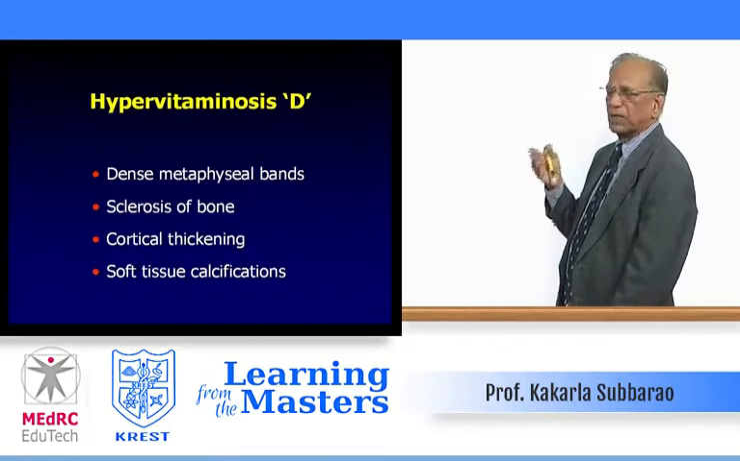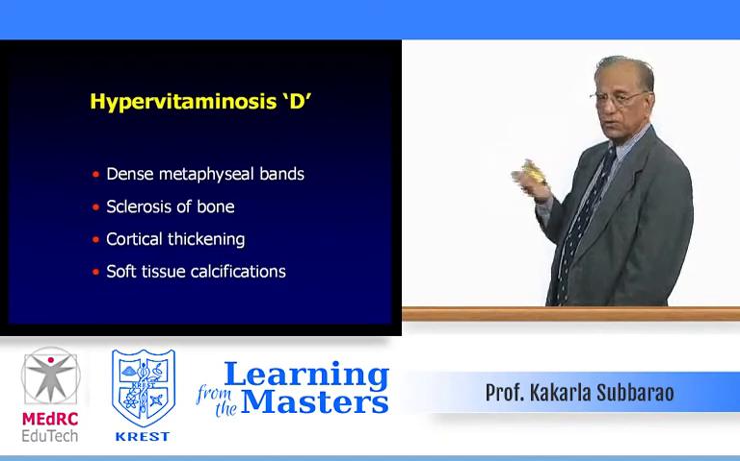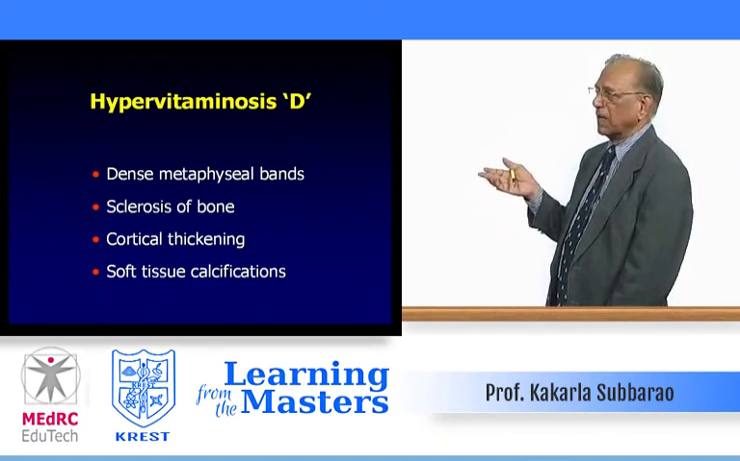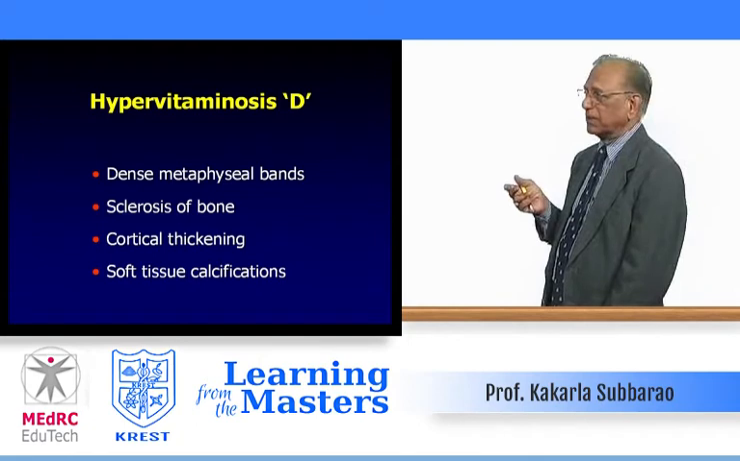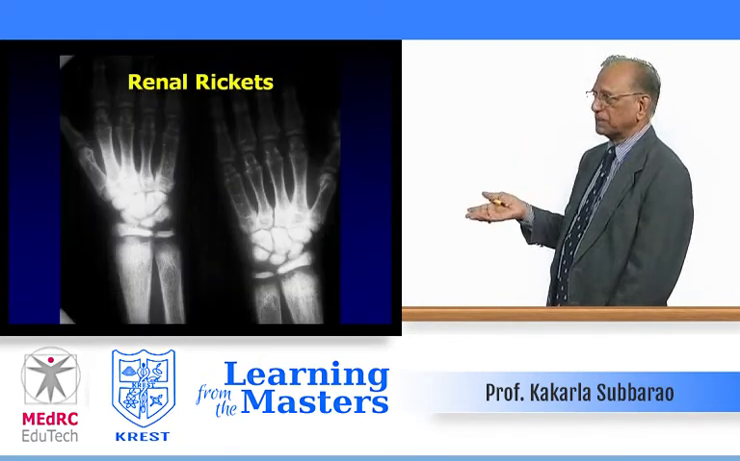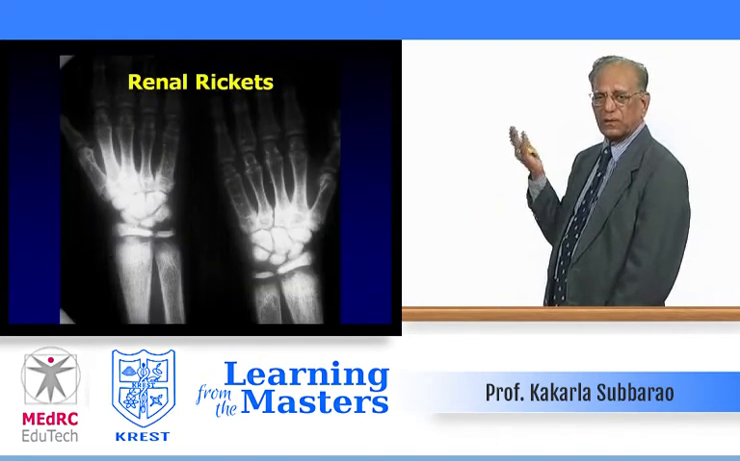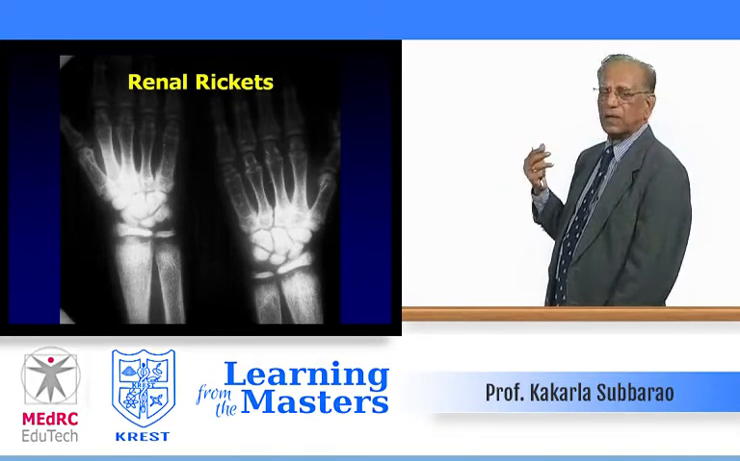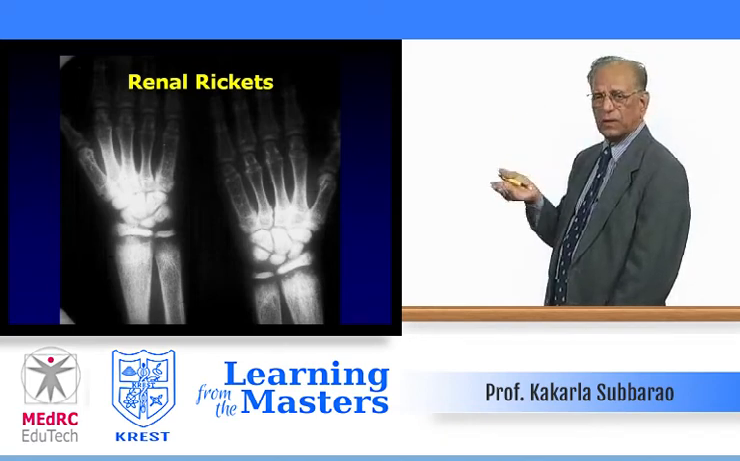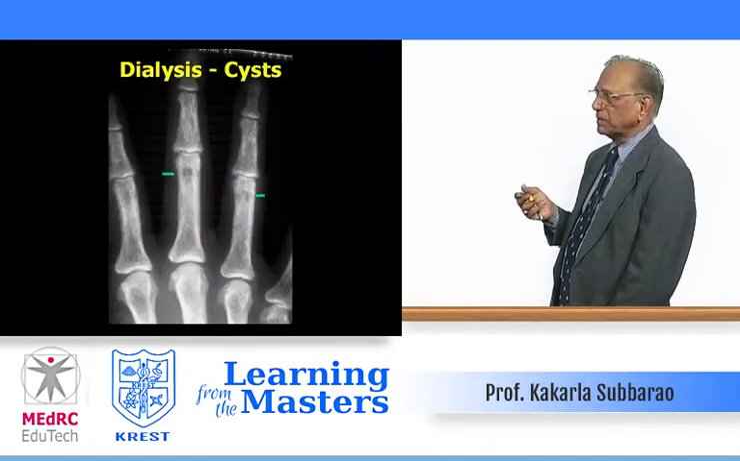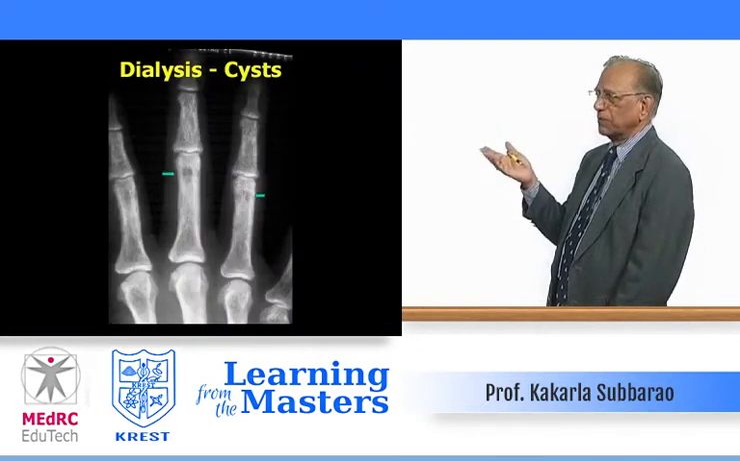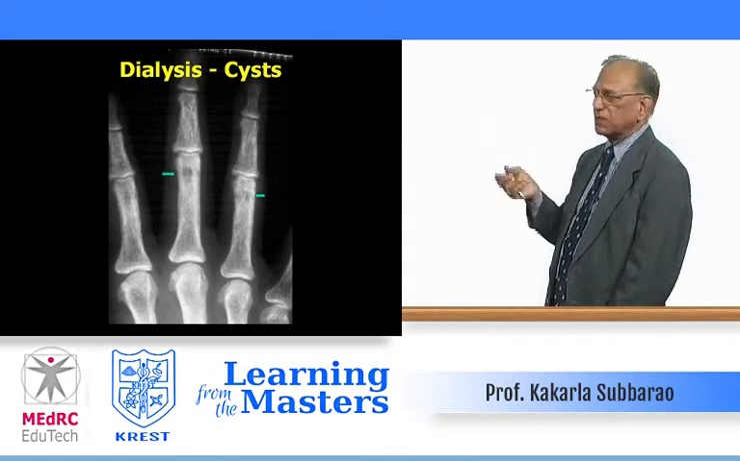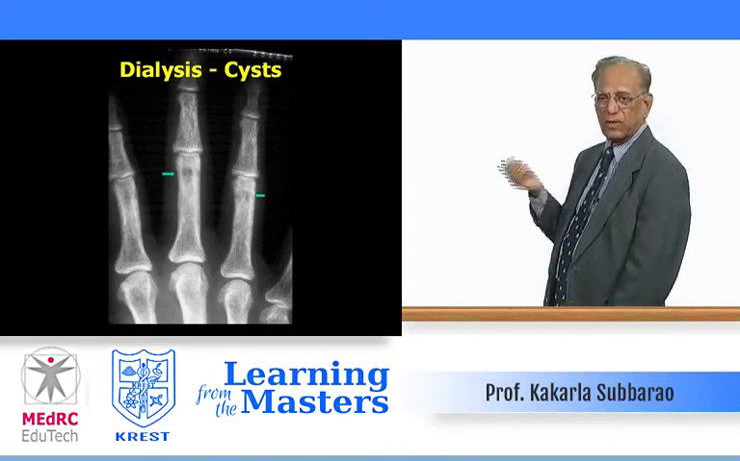Hypervitaminosis D, dense metaphyseal bands, as we said earlier, sclerosis of the bone, cortical thickening, and soft tissue calcifications may also occur. Renal rickets, as we said, in chronic renal failure, you can get osteomalacia in adults, renal rickets in children, because the final metabolism of vitamin D occurs in the kidney. Patients who are on chronic dialysis may develop certain cystic changes in the metacarpals or even phalanges.